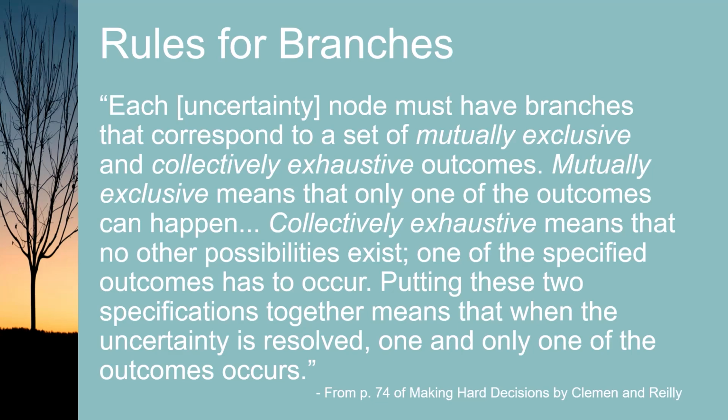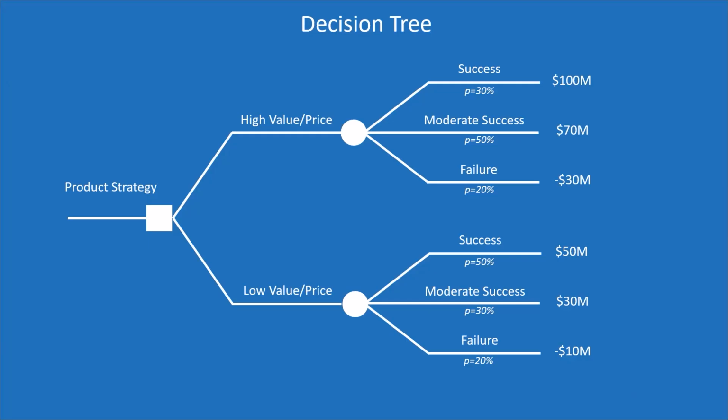Mutually exclusive means that only one of the outcomes can happen. Collectively exhaustive means that no other possibilities exist. One of the specified outcomes has to occur. Putting these two specifications together means that when the uncertainty is resolved, one and only one of the outcomes occurs. For you math fans, this means that the sum of the probabilities from an uncertainty node must add up to 100%. I've simplified the outcomes to three options while there is a continuum of choices in reality.